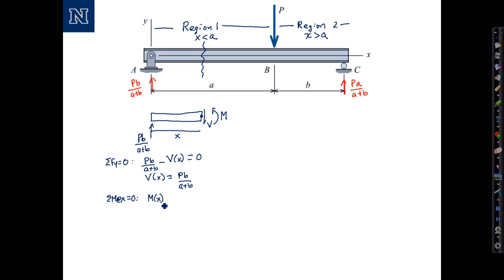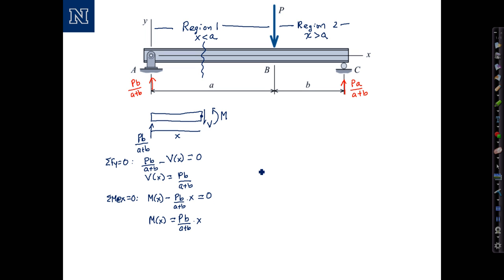M of x. And in this case, the only other thing that creates a moment at x is the reaction, which is in the opposite direction, minus Pb over a plus b times the distance, which is x. Set that equal to 0, and I get M of x equals Pb over a plus b times x.